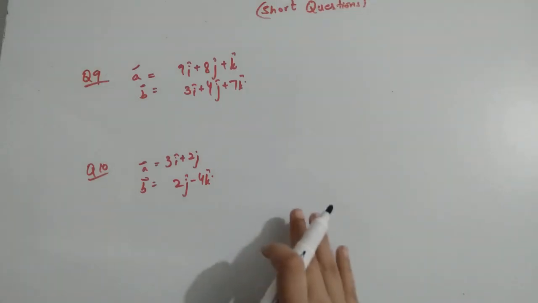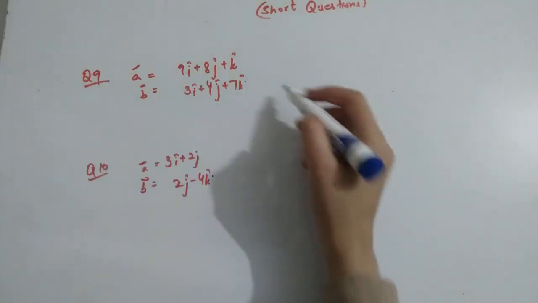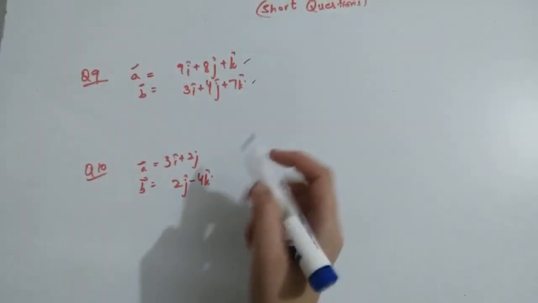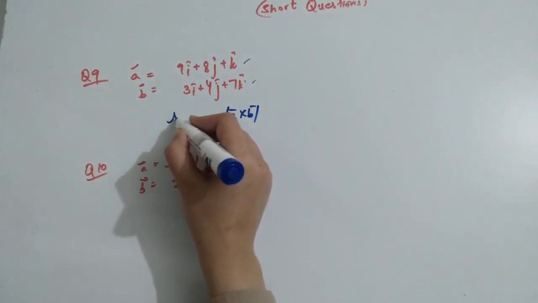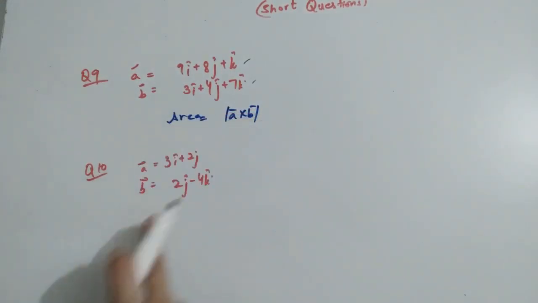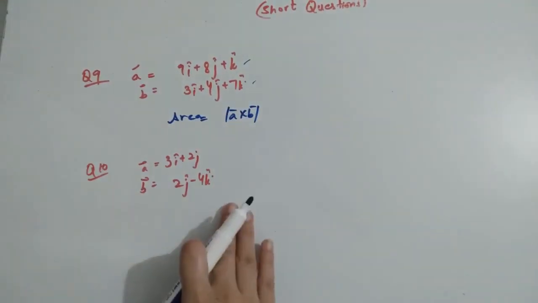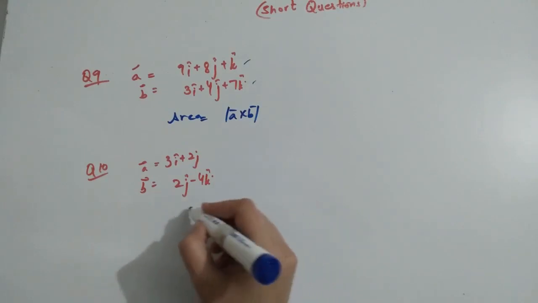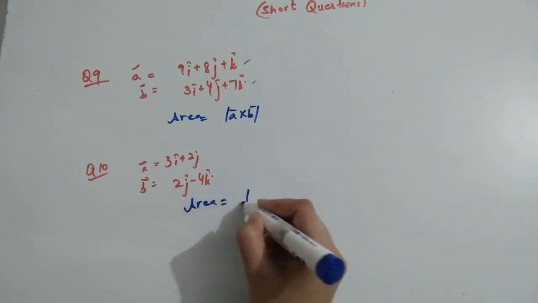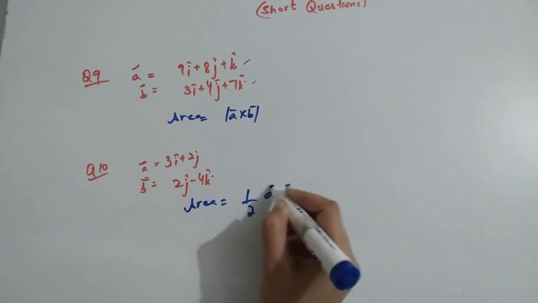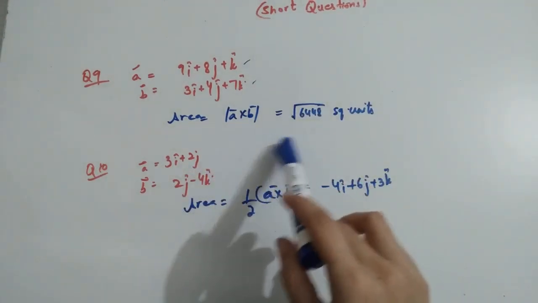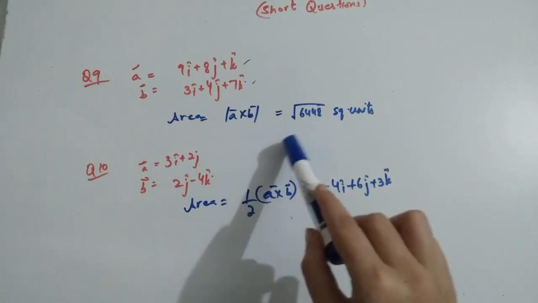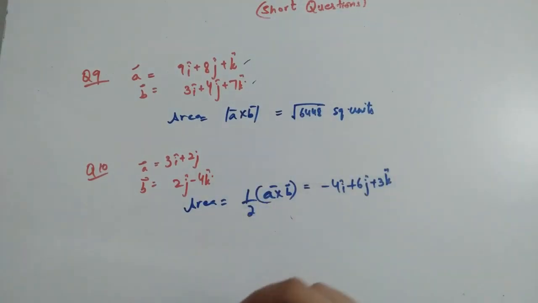So let us do question number 9. You have to find the area of parallelogram in which one side and one diagonal is given. The formula will be the same as a cross b magnitude, area of parallelogram. In question number 10 you are given two vectors and you have to find the area of triangle. So area of triangle will be half times a cross b magnitude. Question number 9 will give the answer square root 6448 square units.